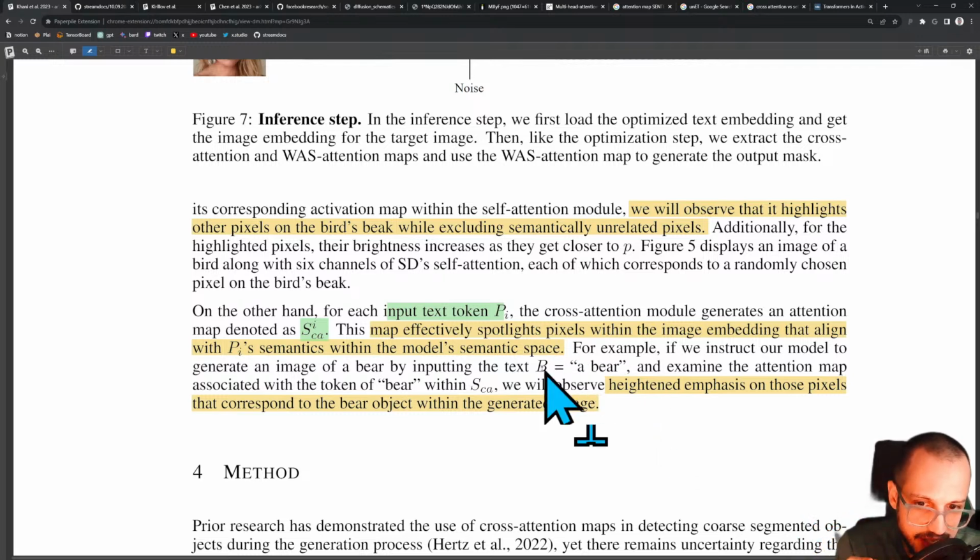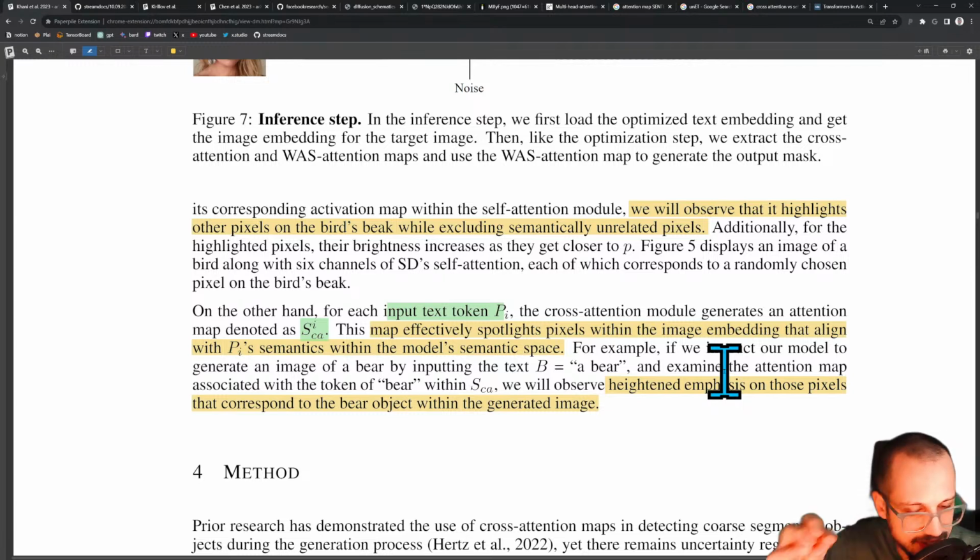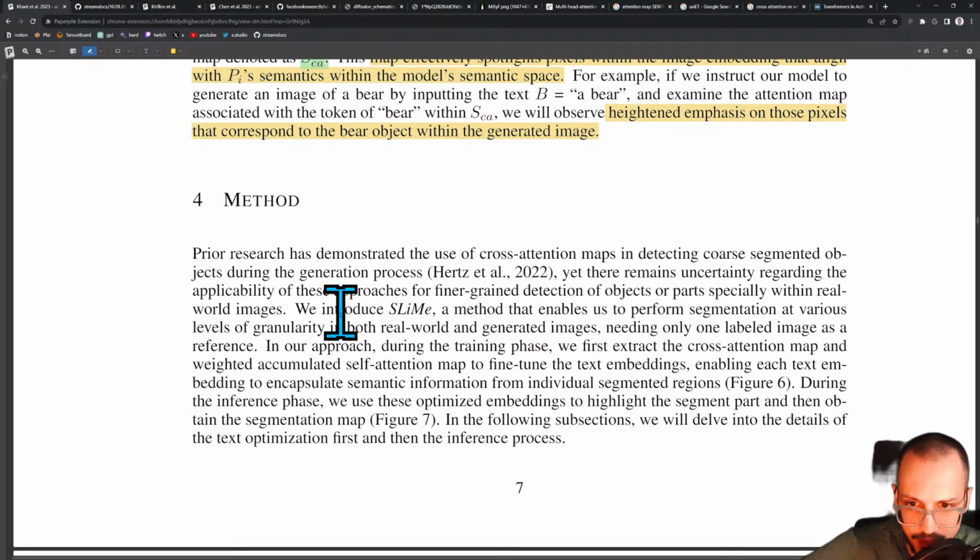So it's not like the token for bear in Stable Diffusion is somehow just mapping to the texture of a bear, or maybe just a specific view of a bear. It's literally mapping to the semantic concept of a bear. And that's just the magic of the huge amount of data that Stable Diffusion has been trained on.